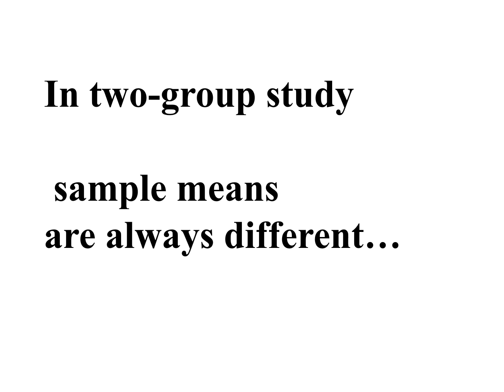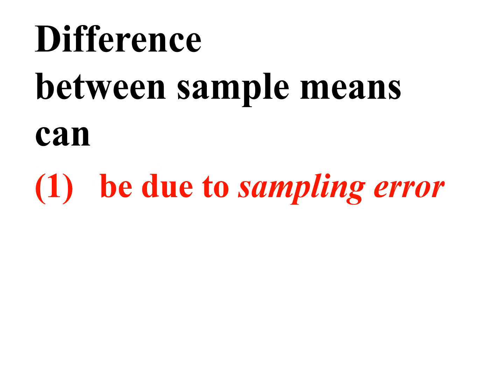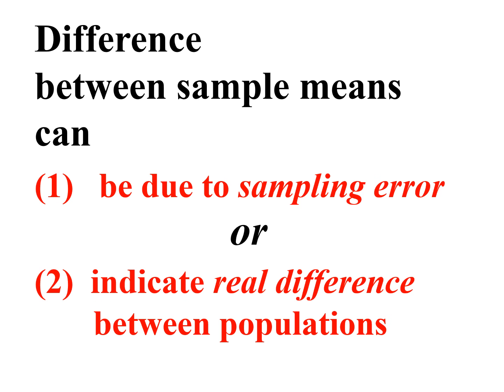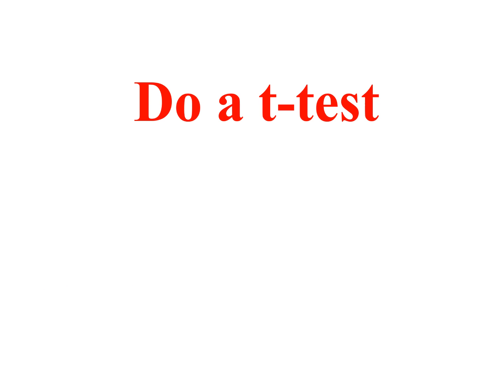As I have mentioned before, in a two-group study, the sample means are always going to be different. And a researcher has to consider two possible explanations for this difference. The first explanation is that this difference may be due to sampling error. The second explanation is that the difference in the sample means indicates a real difference between the underlying populations. And to be able to decide which of these two explanations is correct, the researcher can do a t-test.